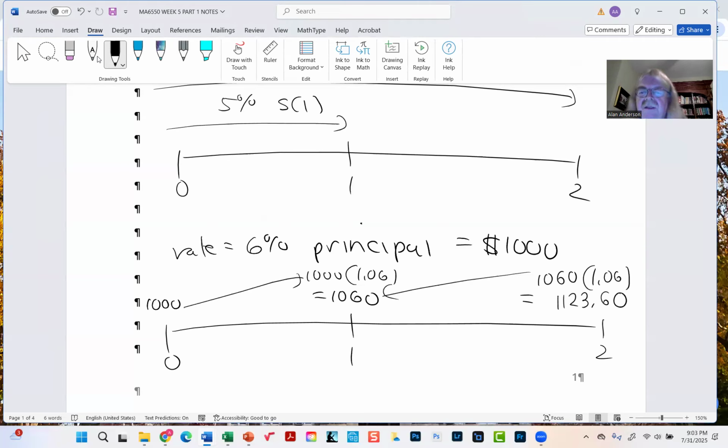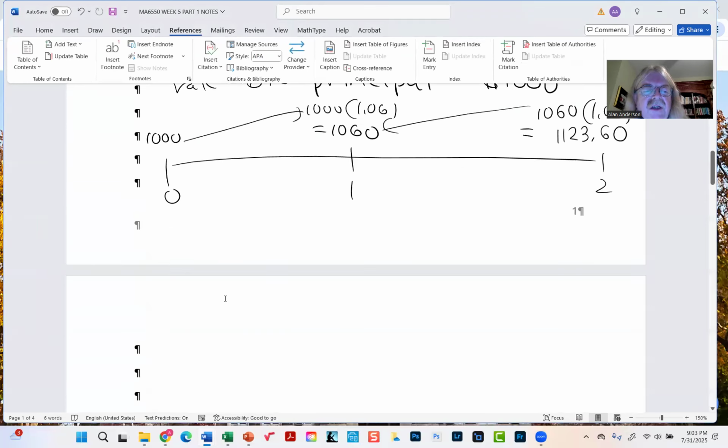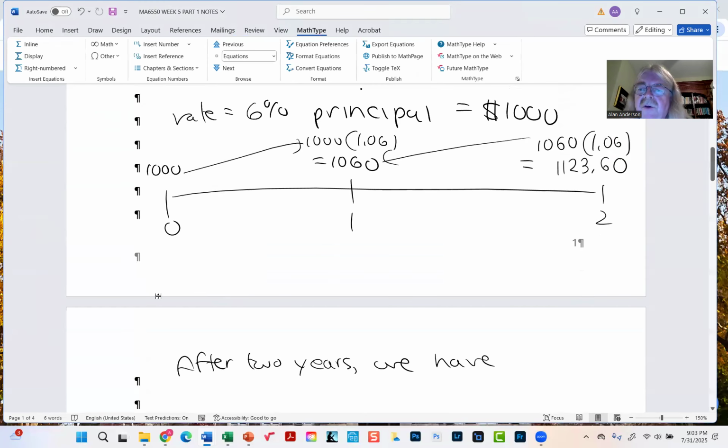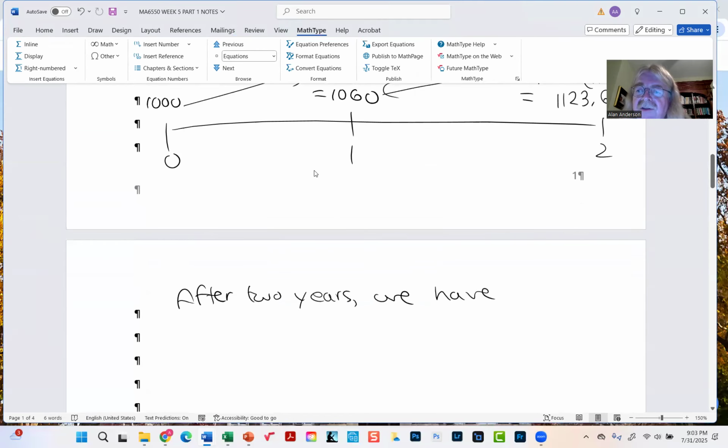Okay. Now, by the way, although we didn't mention this in the slides, I just want you to see something interesting here. At the end of the 2 years, we have $123.60 worth of total interest. You can tell because the final value of this deposit is 1123.60. The $1,000 is the original deposit or principal. So we must have 123.60, which we'll call total interest.